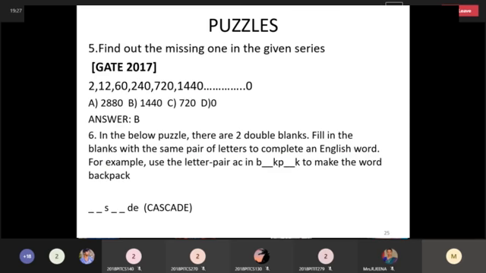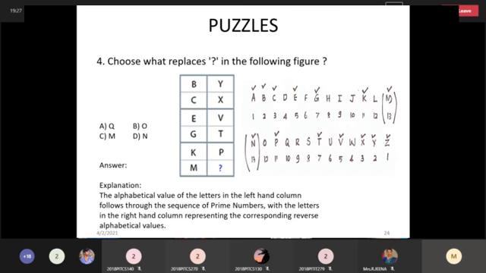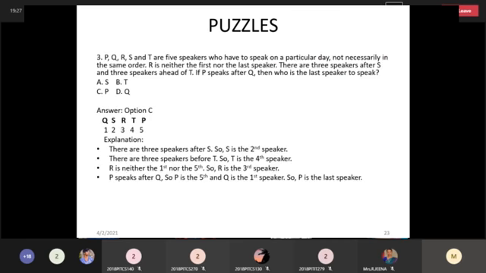Like the previous problems we have discussed, like the missing one in the given series, they can ask you model problems like the puzzles, the missing letter puzzles, and then they can give you some alphabets about the five speakers. So this will be some tricky one. You have to analyze the question, read the question carefully, and see the options. In some questions, the four answers will be very similar. So while reading the options, you have to be very careful and read them correctly.